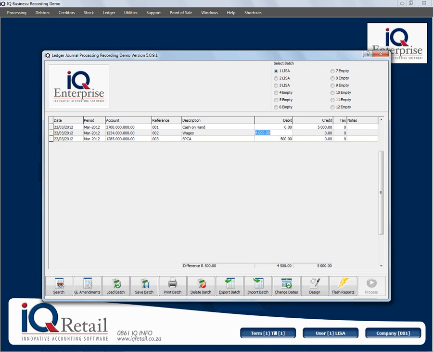If I go and make a change here to one of my amounts, now you'll see process is actually available, and you will be able to process this batch because the debits and the credits are equal. Once again, you've got 12 batches that you can work with while you're busy with your journal transactions.